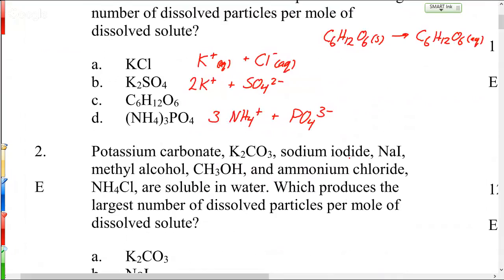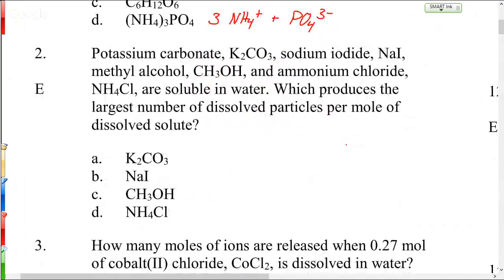All right, so same question here, number 2. If you look at those choices, which produces the largest number of dissolved particles per mole of dissolved solute in this case? A. Why A? Because it looks like a CO3 and 2 case. Yeah, so that's 3 moles of ions per mole of solute. Which one has the fewest number of dissolved particles per mole of dissolved solute? Why sodium iodide?